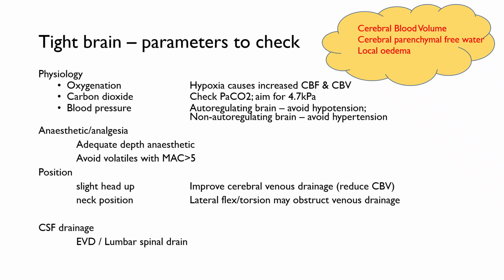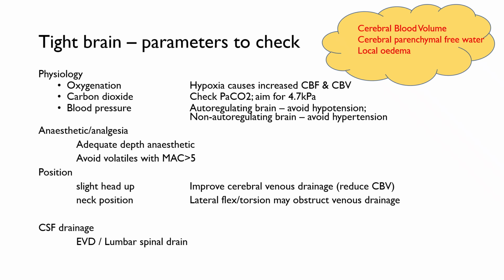And there are things that we can manipulate as anaesthetists. So up there, top right corner, 3 things. We can manipulate the cerebral blood volume to some extent. We can manipulate cerebral parenchymal free water. We may be able to manipulate local edema around masses. So it's worth having a think about which parameters to check at this stage. Do you have good control of physiology? Is your blood pressure and PaCO2 optimal? So take a blood gas as the arterial alveolar gradient may have changed.